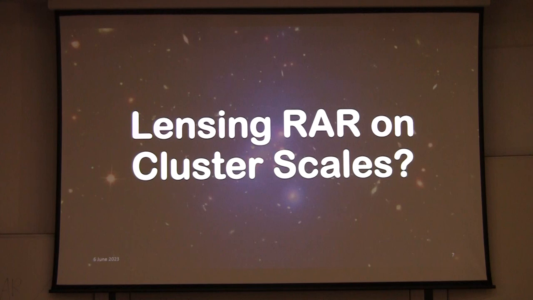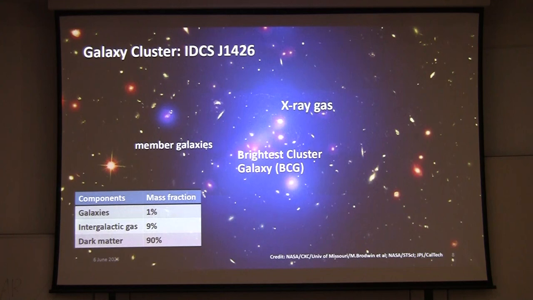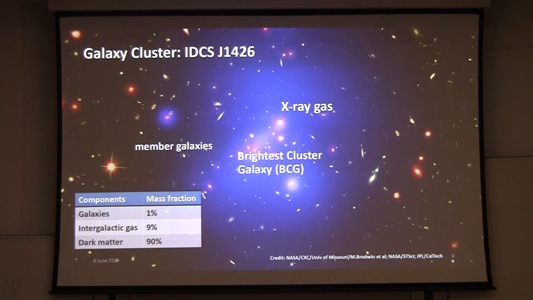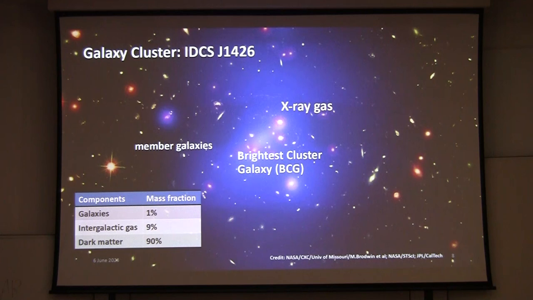This is from our study of the MaNGA lensing, and this is one example of a galaxy cluster. The blue color here represents the X-ray gas. Due to the strong gravitational potential, most of the baryons inside the galaxy cluster are ionized gas emitting X-rays. In the center, we have the so-called brightest cluster galaxy, which is usually a giant elliptical galaxy located at the center of the galaxy cluster. It is the geometrical center, the kinematical center, and the center of the potential well. Surrounding it, we have the member galaxies. However, if we count all the baryonic mass within the galaxy cluster, we still cannot account for its total potential.